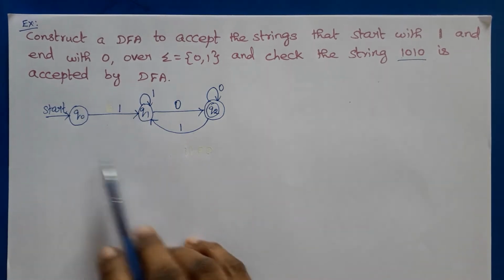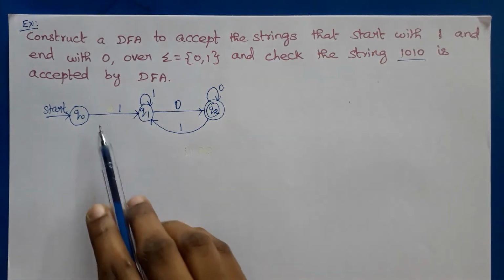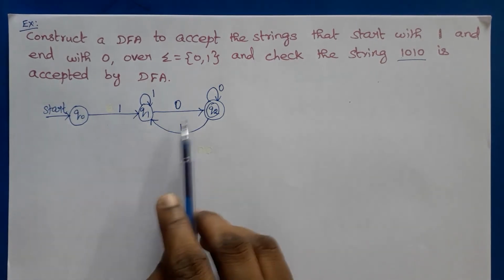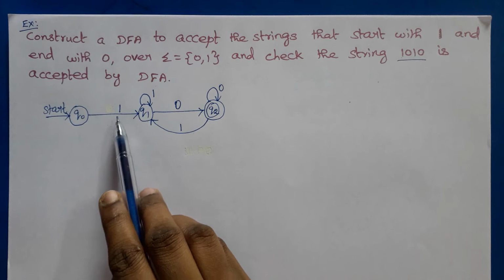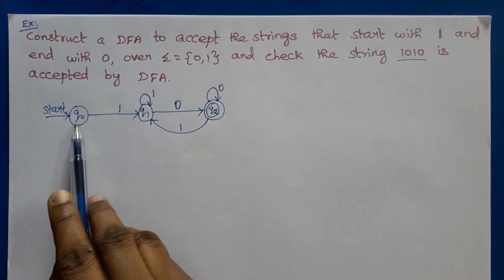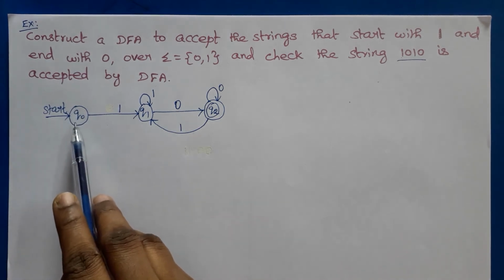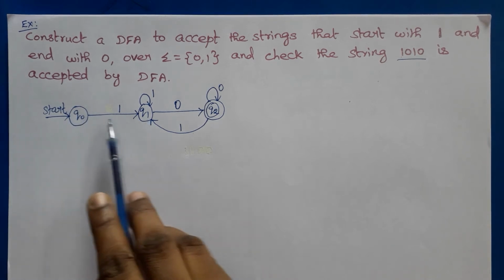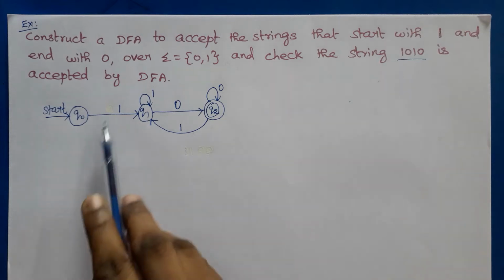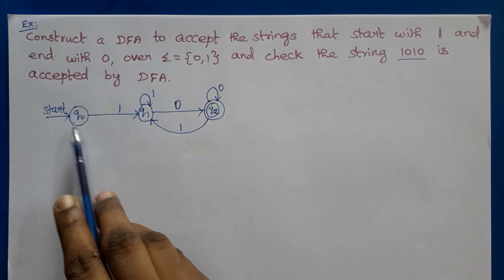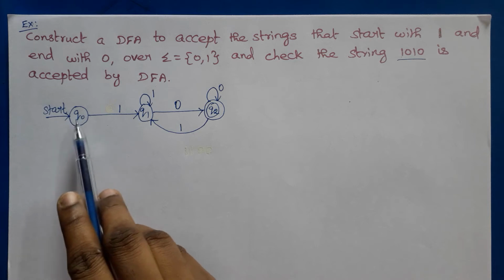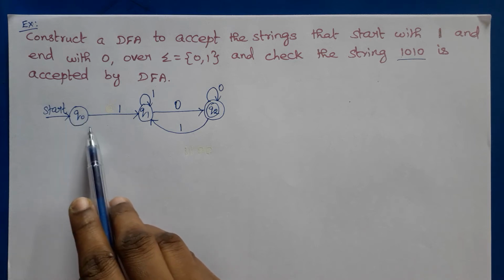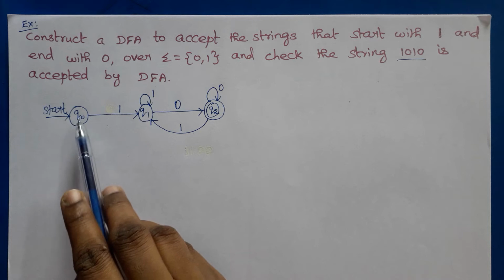So this is the DFA for this problem. It starts with 1 and ends with 0. It can accept all strings starting with 1 and ending with 0. So here Q0 is a start state. From Q0, 1 goes to Q1 because the strings should start with 1, and there is no transition for 0 from Q0 because the string should not start with 0. So there is no transition from Q0 for the input symbol 0.